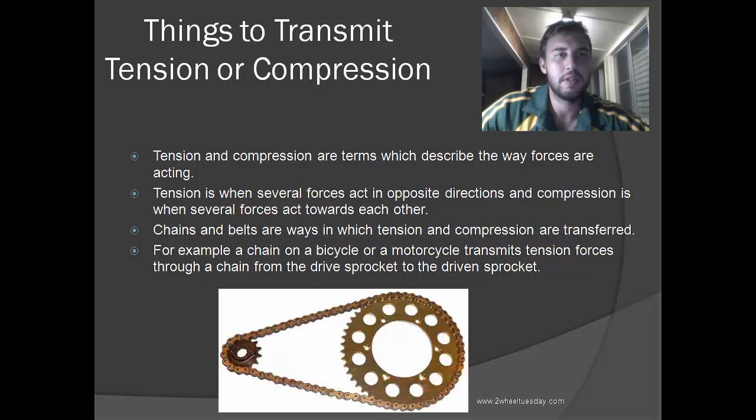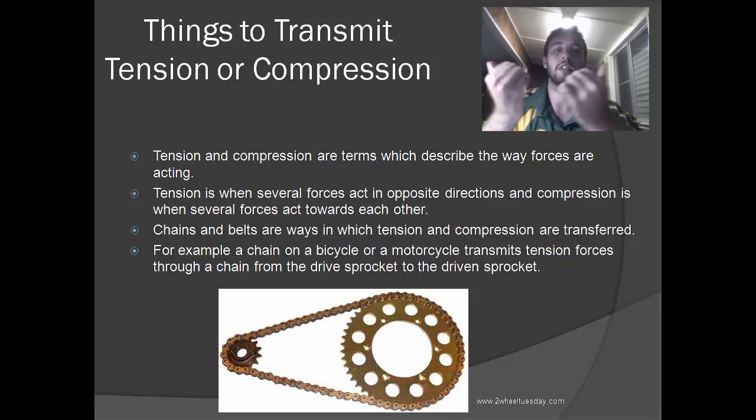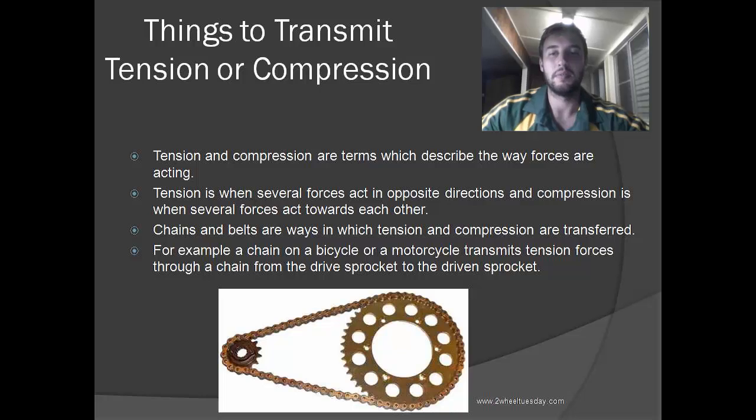With things to transmit tension or compression, we must understand what these terms mean. Tension and compression are the terms which describe the way forces are acting. Tension is when several forces act in opposite directions, and compression is when several forces act towards each other. Chains and belts are ways which tension and compression are transferred. For example, a chain on a bicycle or a motorbike transmits tension forces through a chain from the drive sprocket to the driven sprocket.